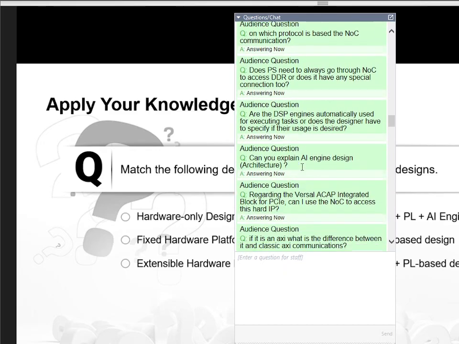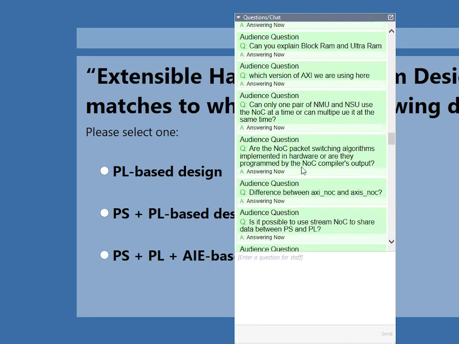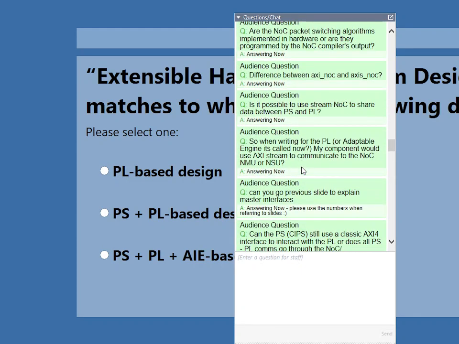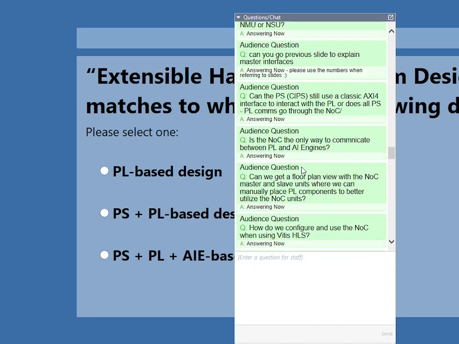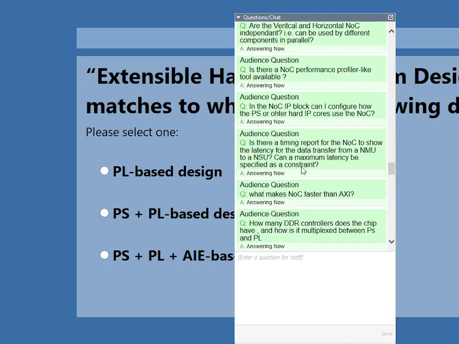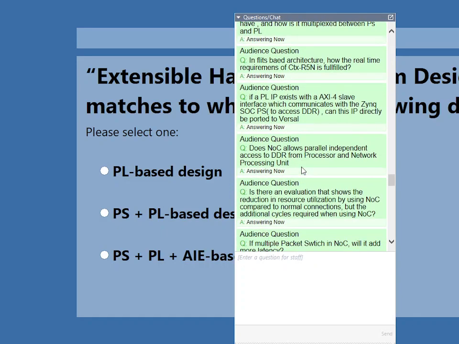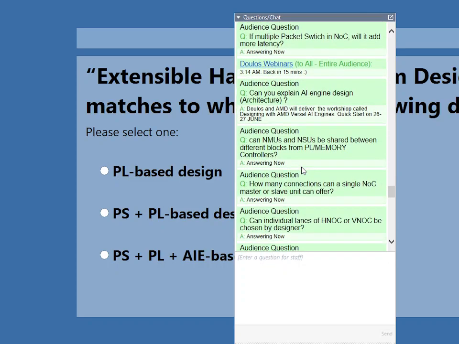So the extensible hardware platform design flow matches which of the following designs? Is it PL based? Is it PS plus PL based? Or is it PS plus PL plus AI based? So it's the extensible hardware platform.